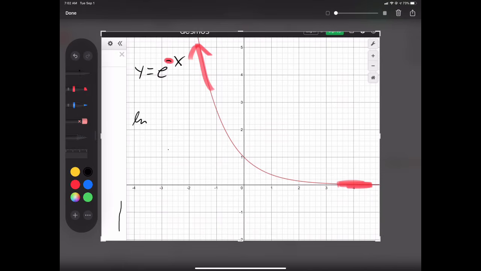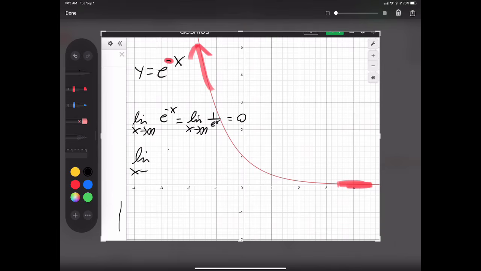So if we do the limit as x goes to infinity of e to the minus x, you should know by looking at this, it should be 0. Or another way to look at this is the limit as x goes to infinity of, when I have a negative exponent, you need to know that that's 1 over e to the x, and it becomes a positive, and that becomes 1 over infinity, which is 0. So that's a right side end behavior.